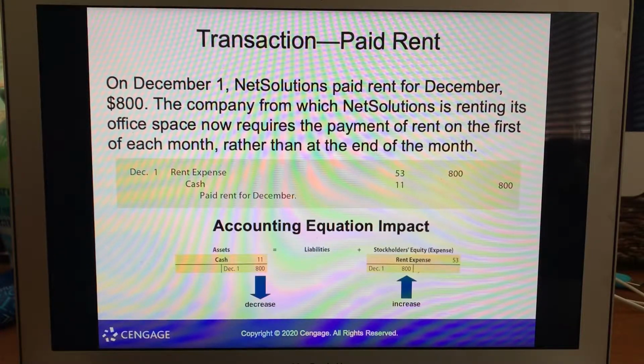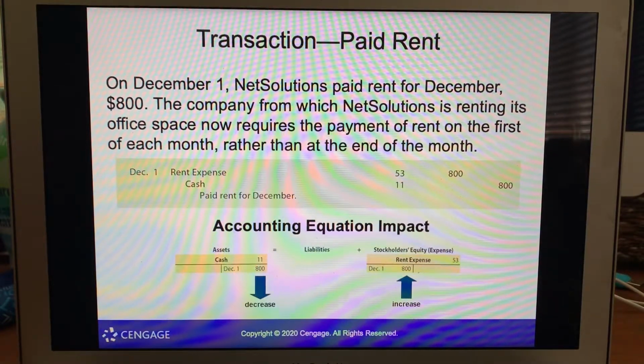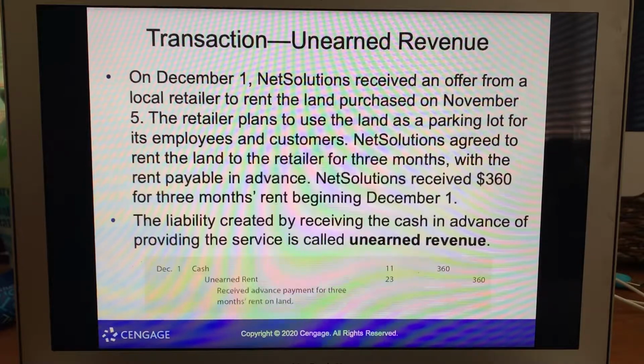So accounting equation impact is right there on the bottom. Cash decreases. We're taking out cash to pay our rent expense, which is a debit, which is an increase. Okay. Moving on, transaction-unearned revenue.